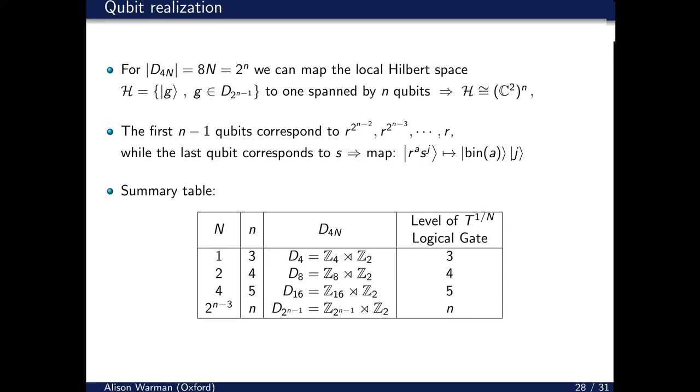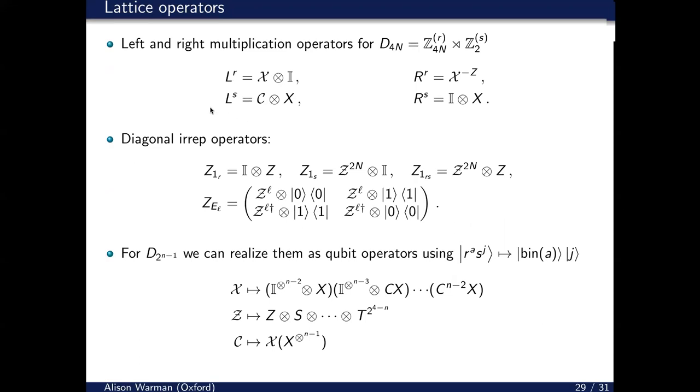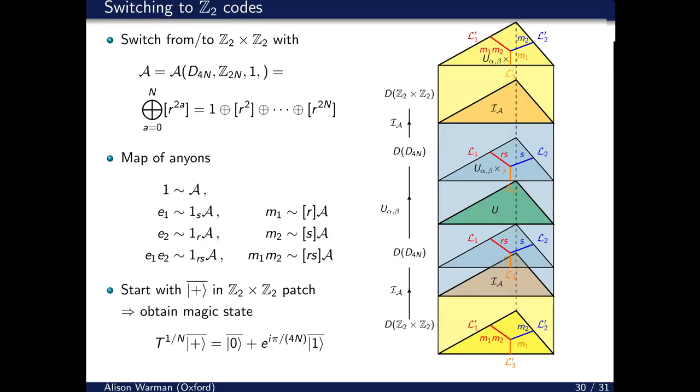So this map to the qubit Hilbert space can also be made very explicit for all the logical operators. So here we have the left and right multiplication and the irrep operators, and then we can map them concretely to qubits. So importantly, we can also consider interfaces that will enable us to switch from these non-abelian codes used here in the bulk that we need for these high precision gates into Z2 codes.